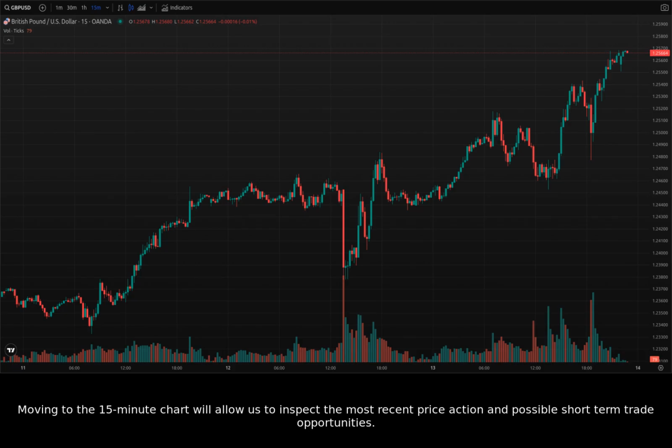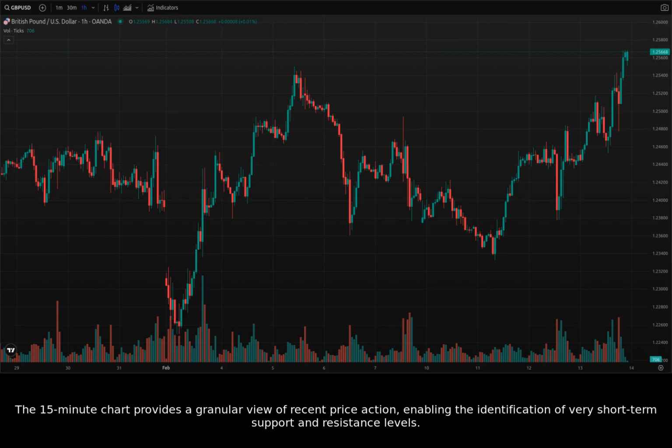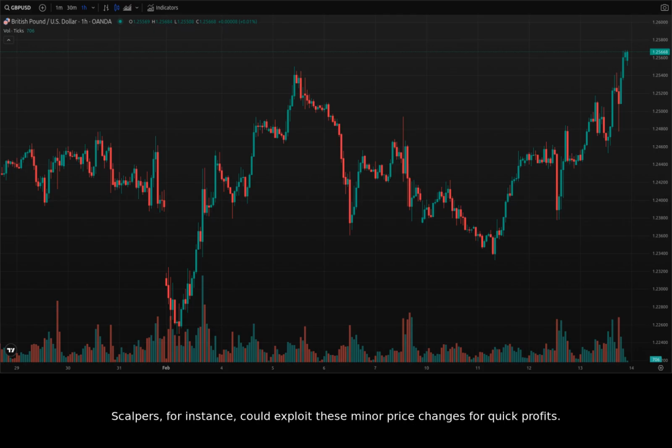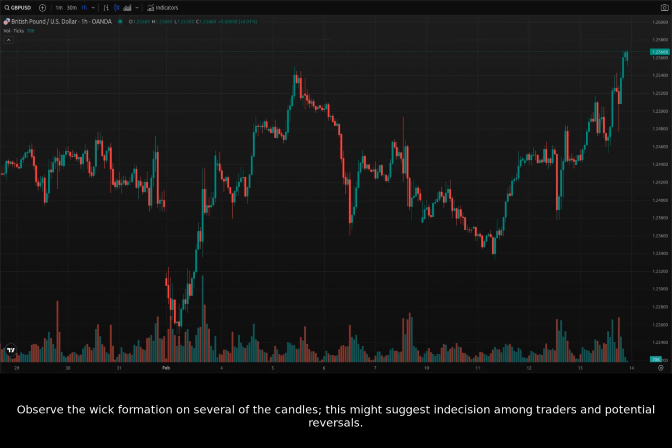Moving to the 15-minute chart will allow us to inspect the most recent price action and possible short-term trade opportunities. The 15-minute chart provides a granular view of recent price action, enabling the identification of very short-term support and resistance levels. Scalpers, for instance, could exploit these minor price changes for quick profits. Observe the wick formation on several of the candles. This might suggest indecision among traders and potential reversals.